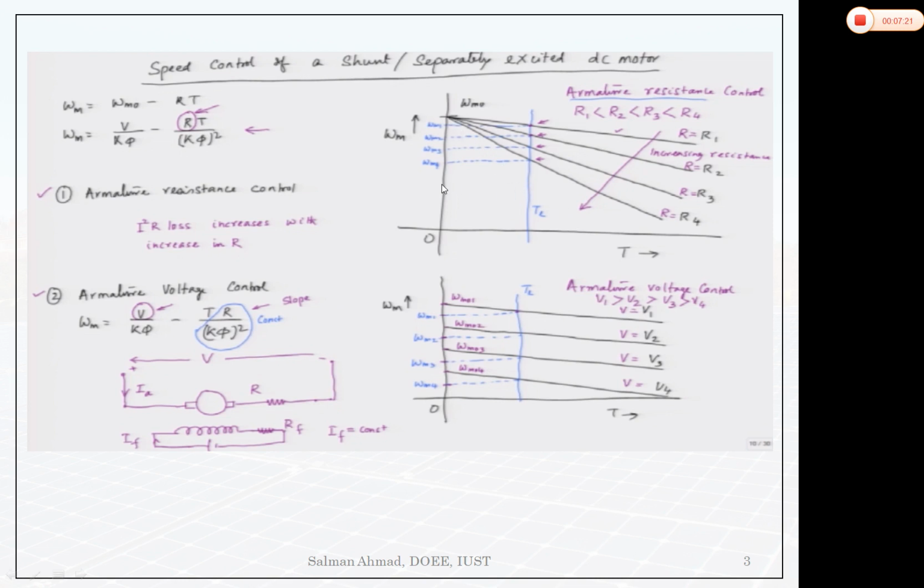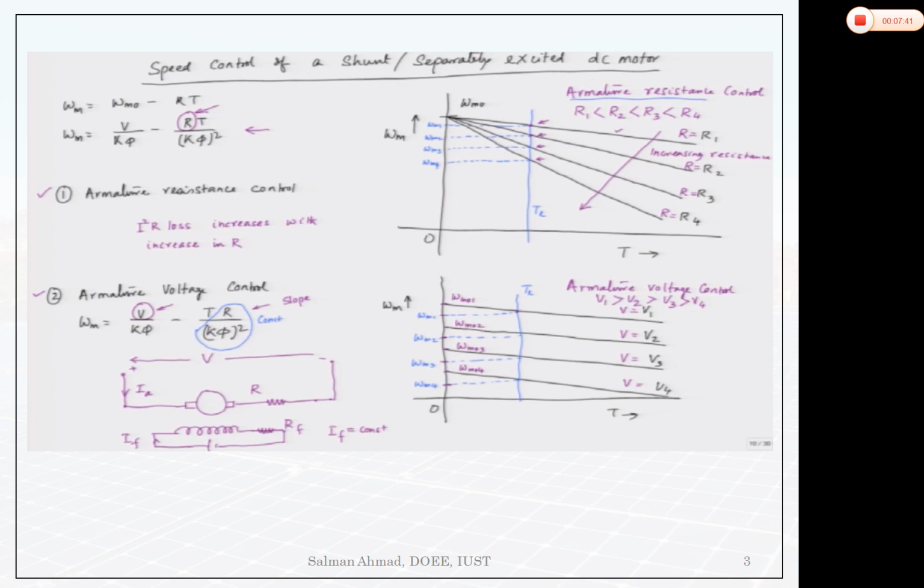So this is a very simple method. We can use one rheostat to simply control the speed of the shunt motor. But the main problem is there will be more I square R losses in the circuit. So this is not an efficient method. This is simple but not an efficient method.